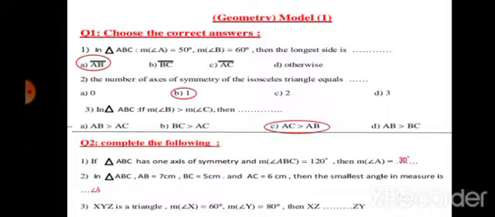Number 3, XYZ is a triangle. Measure X equal 60 degree, measure Y equal 80 degree. Then XZ what? ZY. XZ is opposite to angle Y, and ZY is opposite to angle X. So here we have measure angle Y greater than measure of angle X. So XZ is greater than ZY.